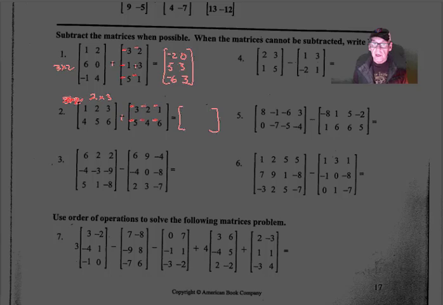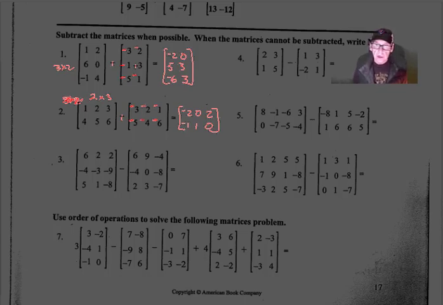So 1 plus a -3 is a -2. 2 plus a -2 is 0. 3 plus a -1 is 2. 4 plus a -5 is -1. 5 plus a -4 is 1. And 6 plus a -6 gives me 0. So there's our answer matrix for number 2.